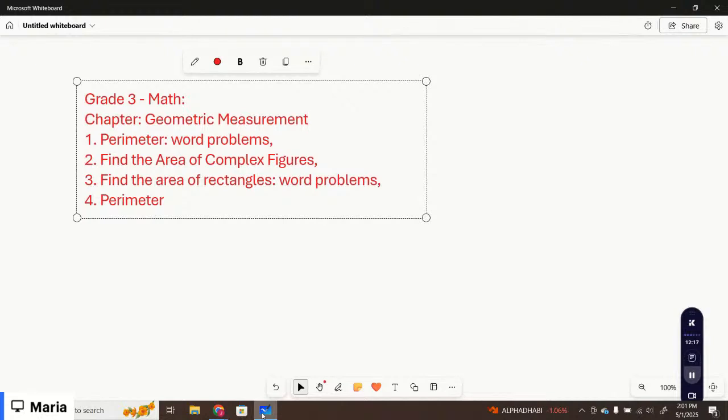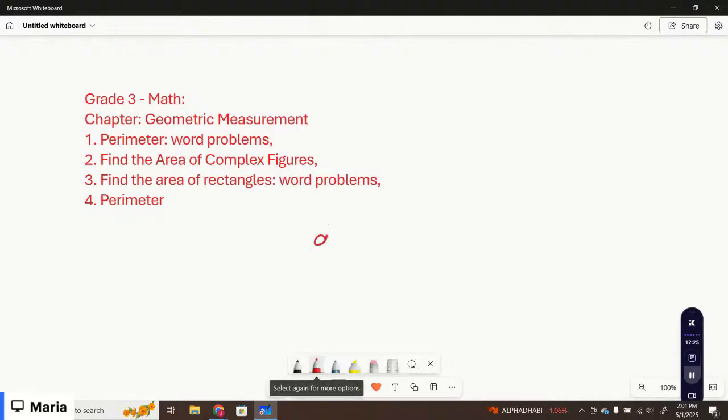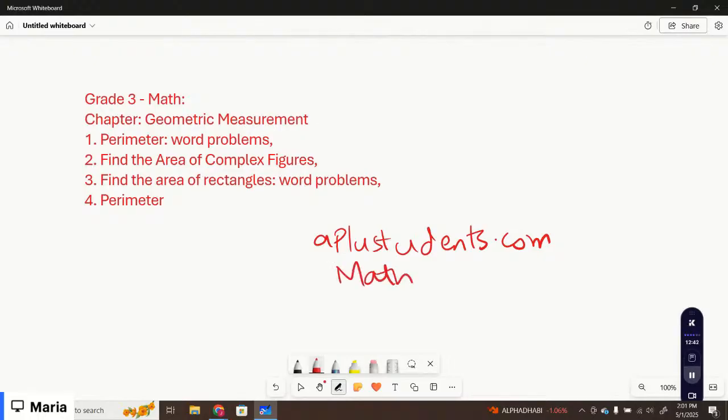We are here for grade 3 math. You can find all the lessons on aplusstudents.com. You have to log in there using your email address and password as provided by the administrator. Then you have to select math from the subject tab, scroll down to grade 3 math and then click on view all lessons. There you can find a list of the chapters. We're going to start with the chapter geometric measurement.